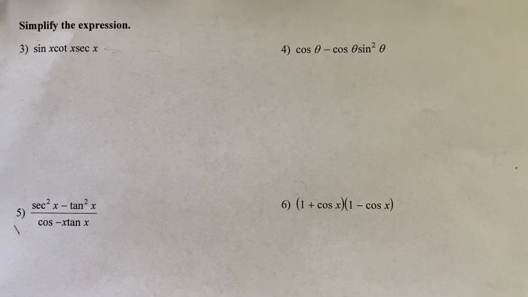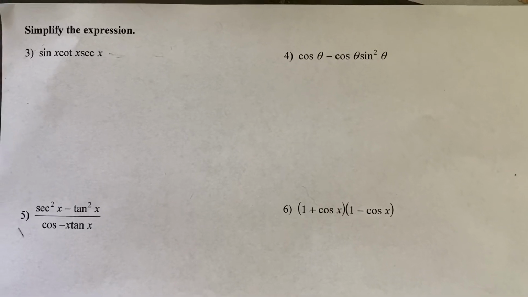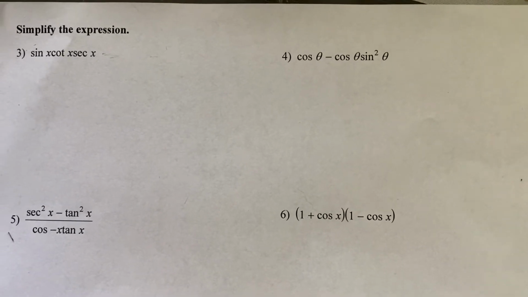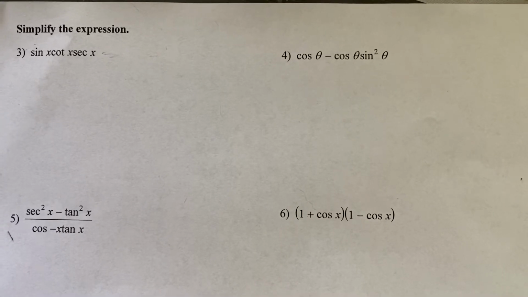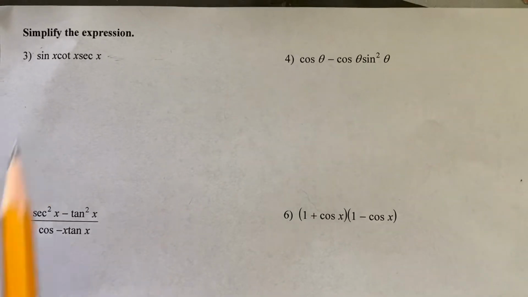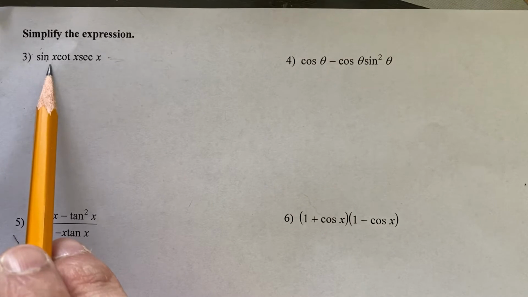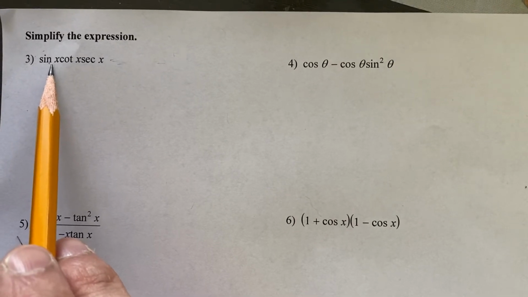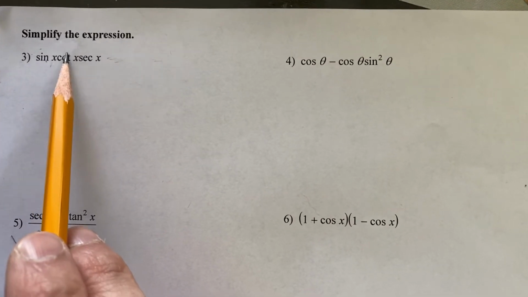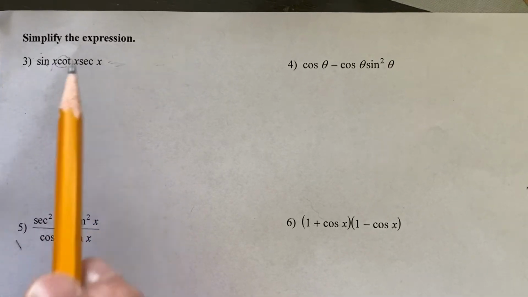All right, so how do we simplify the expression? Well, you have to apply all your trig identities that we covered in this section. And so sine, right, I could write that as 1 over cosecant x, right? But that's not really necessary. Let's convert cotangent x and secant x first.